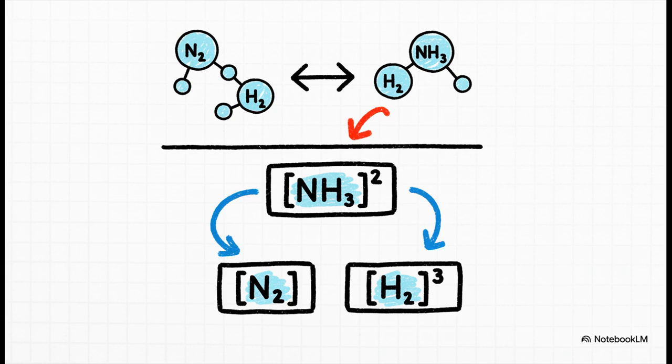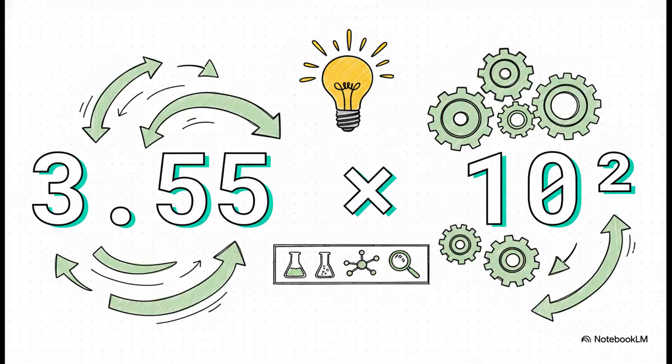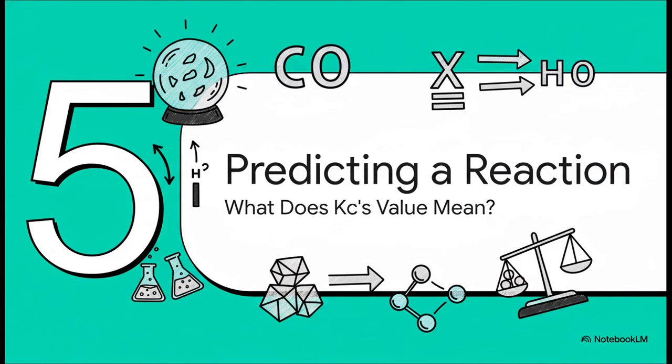Now, we just put in the numbers they gave us. Just be very, very careful with those powers when you calculate. And once you punch that into your calculator, voila! You get the answer 3.55 into 10 to the power of 2. See? Not so bad, right? Once you know the formula and the steps, these problems are actually quite simple. Great job! So we can find the value of Kc.